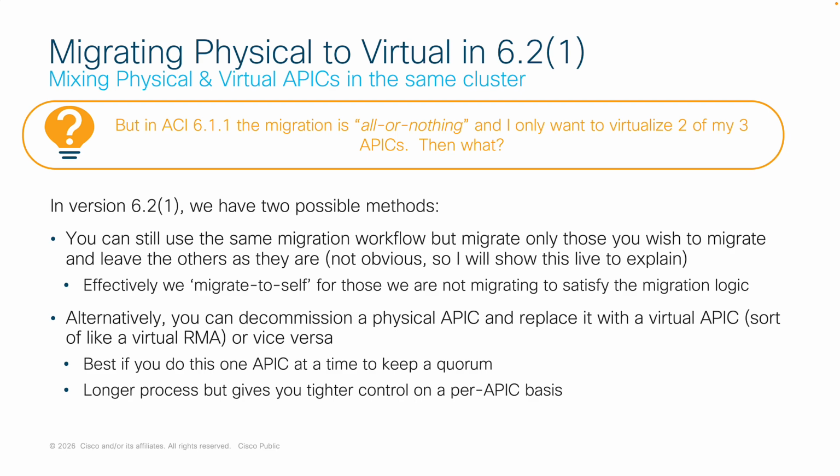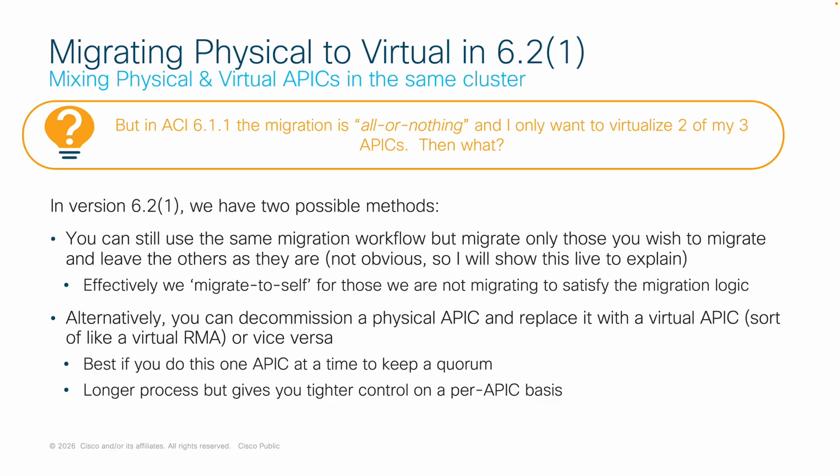So the first one is, we can still use that existing migration workflow that ACI 6.1.1 brought us, but we can kind of cleverly set it up in a way that we only migrate some of the devices and not others. And that ability to do that wasn't really obvious to me. So that's why I decided to create this video, so I could not only show the feature, but show you how to do it. So in a nutshell, and I'll show you this live, we're going to migrate to self, is what I call it, my own term, for those APICs that we don't want to migrate. Because the migration logic is all or nothing, we kind of have to say migrate to self. And then the other ones that we do want to migrate, will migrate to the other APIC.